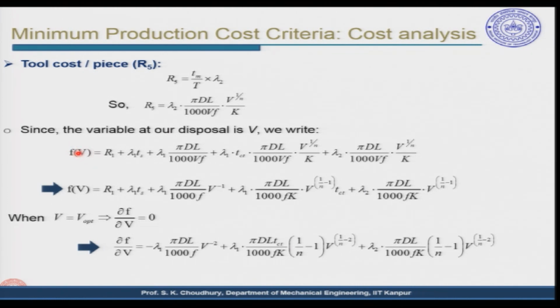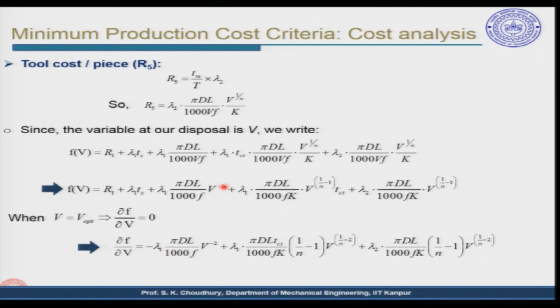So, we will segregate it in terms of V to the power minus 1, V to the power 1 by n minus 1, and so on. Then, to get the optimum cutting velocity, V optimum, we will take the first derivative of this cost per piece equation and set it equal to 0. So, if we take the first derivative, df divided by dV with respect to cutting velocity, we will get this.